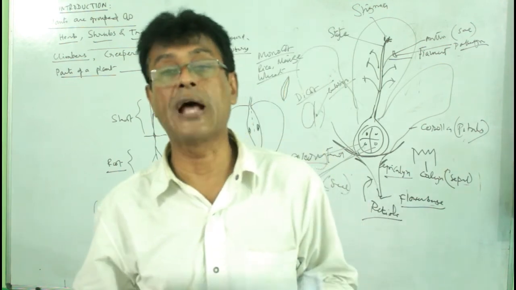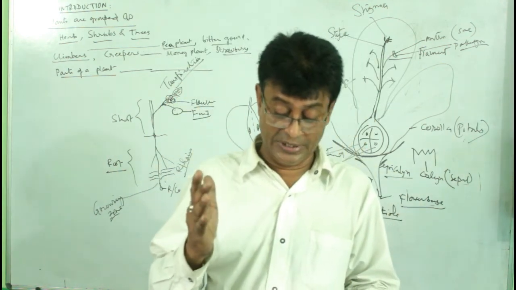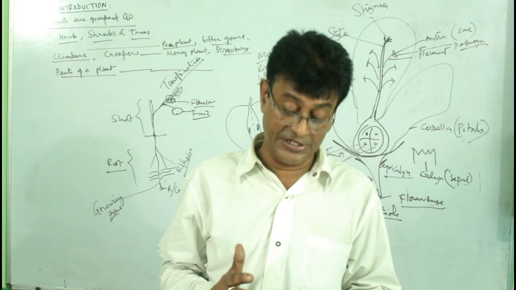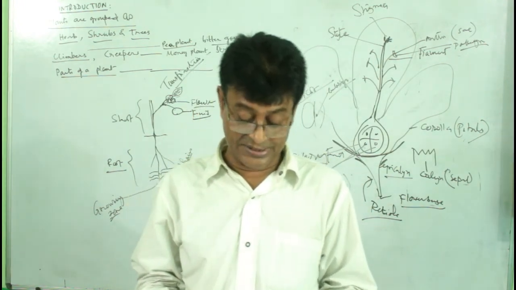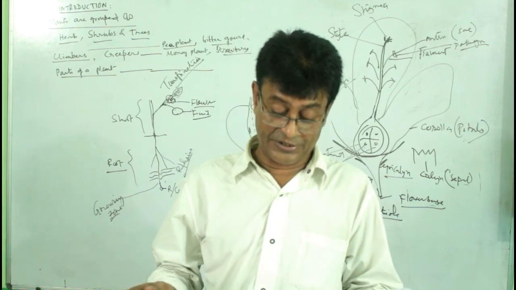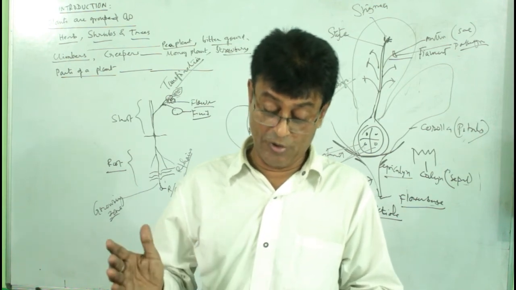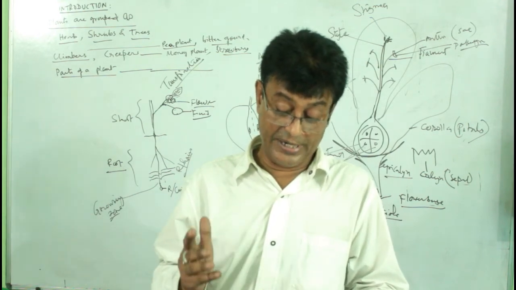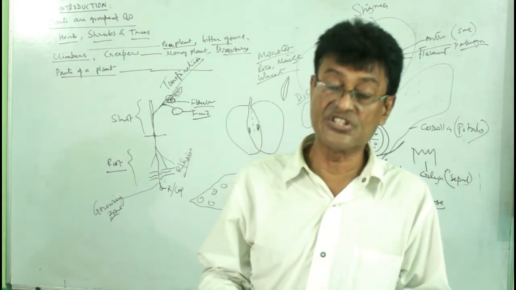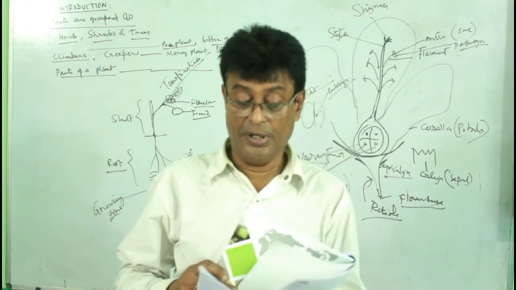Well, there are two types of roots. Taproot, that is mango, neem, and fibrous root, that is paddy and maize. Well, the next question answer is: wheat, fibrous root; mango, taproot; carrot, taproot; maize, fibrous root; neem, taproot; grass, fibrous root. So that is how it is.